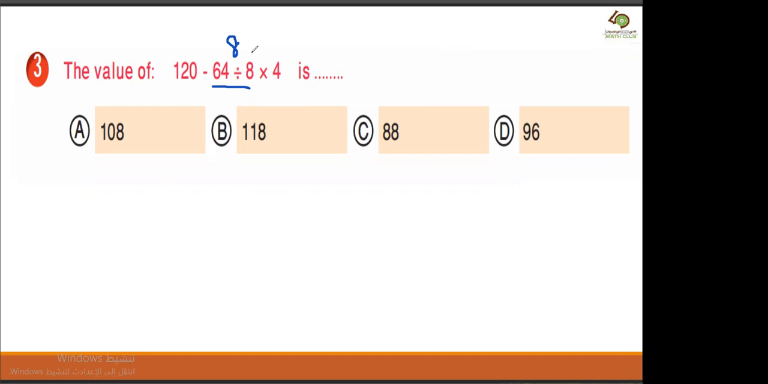Right? Yes. Then you multiply by 4. It is 32. 120 minus 32, it is 88.